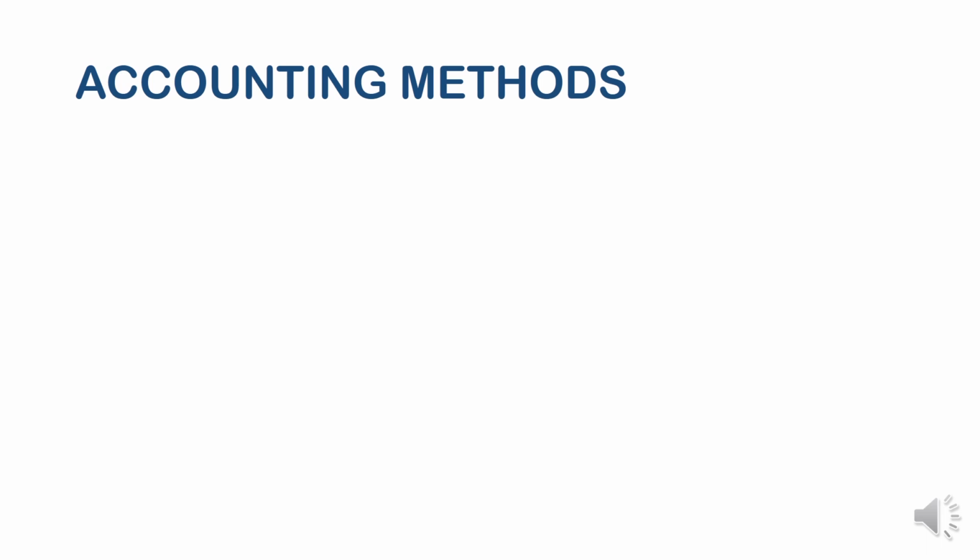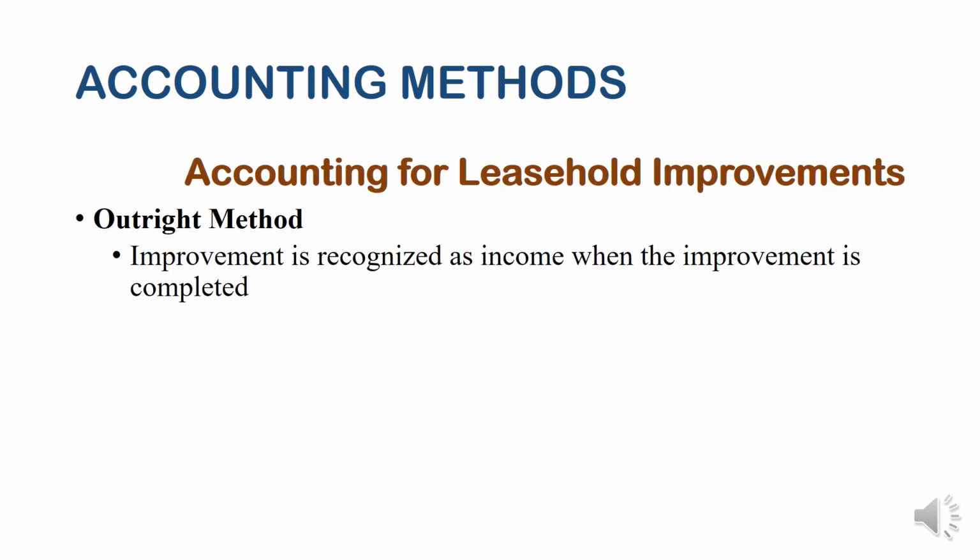The first method in accounting for leasehold improvement is the outright method. Under the outright method, the improvement is recognized as income when the improvement is completed. For example, if the lessor and the lessee agreed that the lessee will construct a building on the leased property, and such building shall become the property of the lessor upon the termination of the lease contract, then the lessor shall recognize such improvement as his income when the construction is completed.